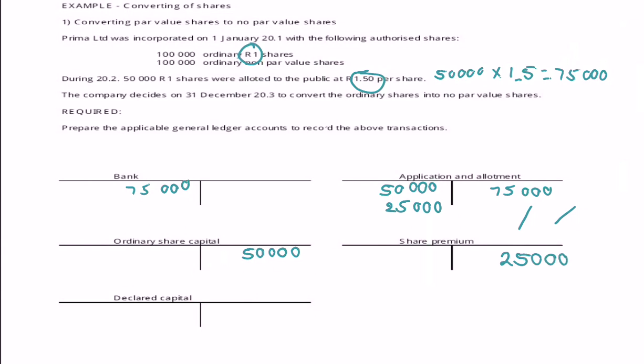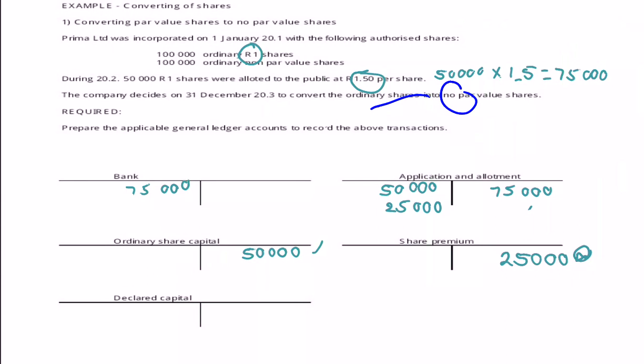Now the sum of the ordinary share capital and the share premium would have given you your total equity. Okay, so that's what would have happened. Now, at the end of December 20.3, the company decided to convert the ordinary par value shares to no par value shares. Okay, so let's see what this conversion would entail.